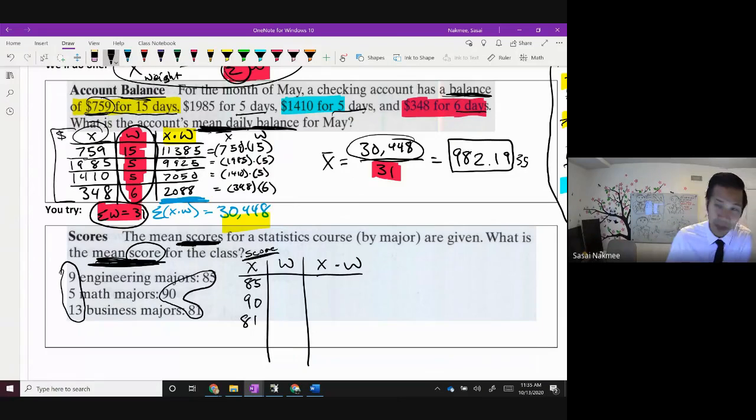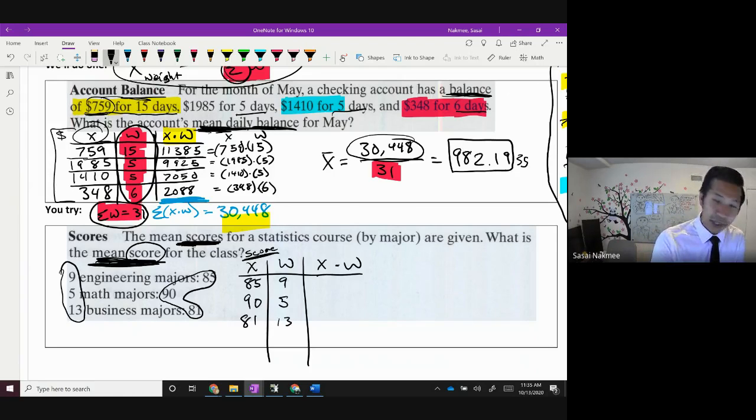I'm actually going to cheat here. I'm going to look at some of your answers and take your answers down. I'm just going to hope that you guys multiplied correctly. With that being said, the weights that correspond to these scores would be 9, 5, and 13.